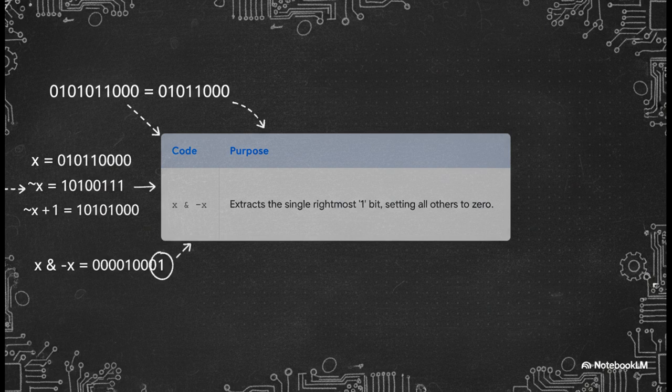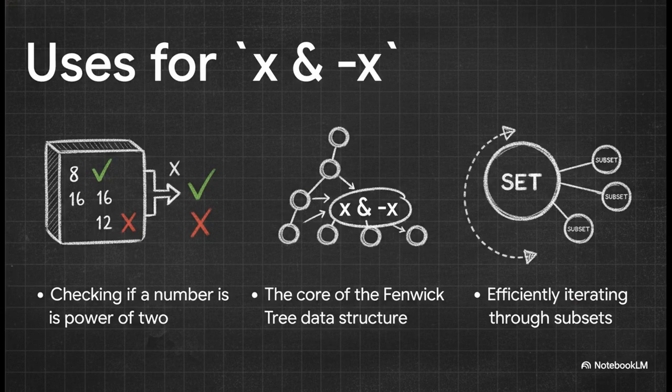And that has this really neat effect of flipping back all the trailing zeros up to and including the very first 1 bit. So when you AND that result with your original x, the only bit that survives is that single lowest set bit. And why do we care? Well, this little pattern is the engine that drives the Fenwick tree data structure. It's also a super fast way to check if a number is a power of 2. And it's a key ingredient for efficiently looping through all of the subsets of a mask.